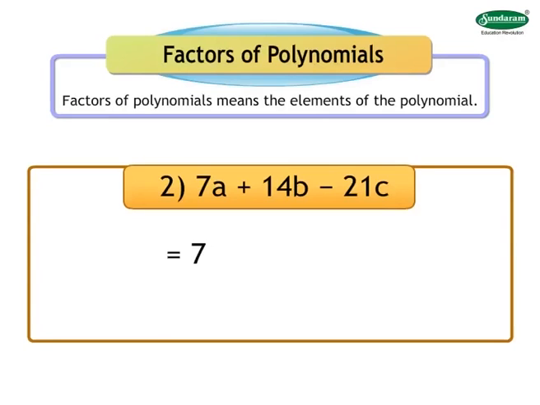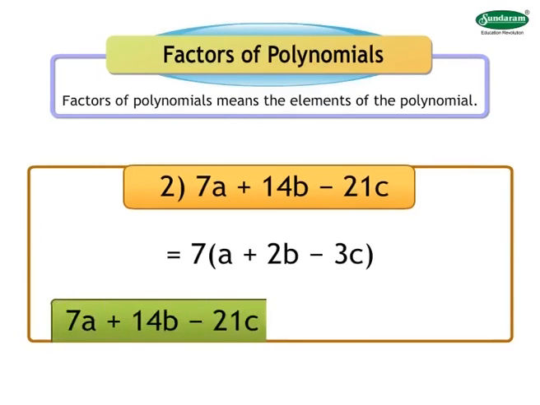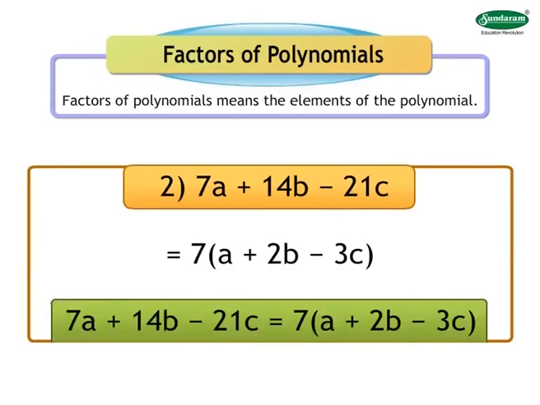not change. Hence, we shall write 7 open bracket plus a, because 7 multiplied by plus a gives us plus 7a, plus 2b, because 7 multiplied by plus 2b gives us plus 14b, minus 3c, as 7 multiplied by minus 3c gives us minus 21c, and then close the bracket. Hence, the factor of 7a plus 14b minus 21c is equal to 7 open bracket a plus 2b minus 3c close bracket.